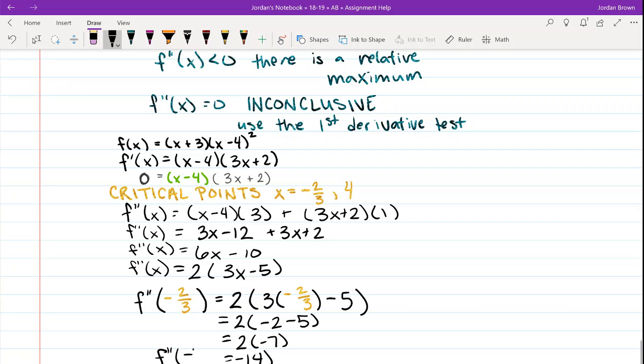So f double prime of negative 2/3 is negative 14, which is, and I'm going to put this in a different color, that's less than 0. So we are concave down.